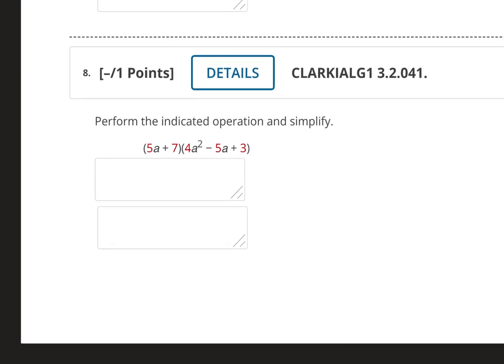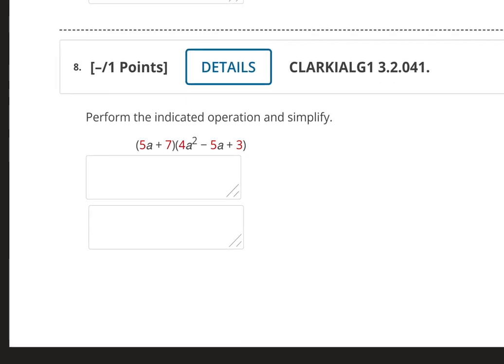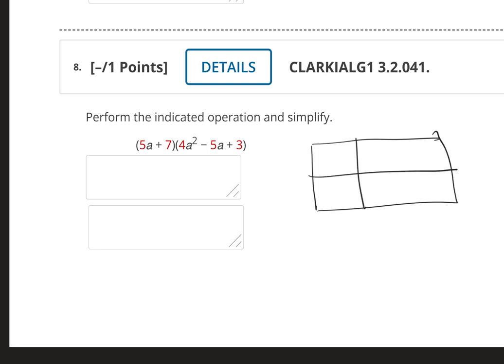Number 8, we are multiplying. Multiplying is different. My favorite method for multiplying is using the box method. You can also do double distributing. I am making a 2 by 3 box because I'm multiplying 2 terms, 5a plus 7, times 3 terms, 4a squared minus 5a plus 3.